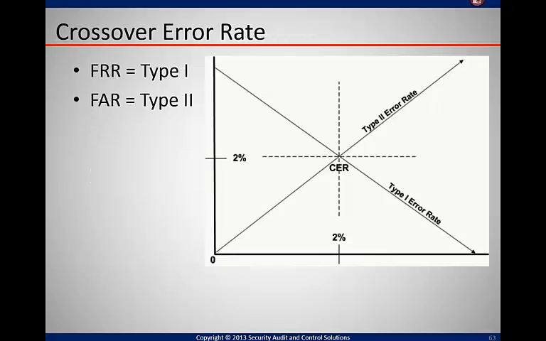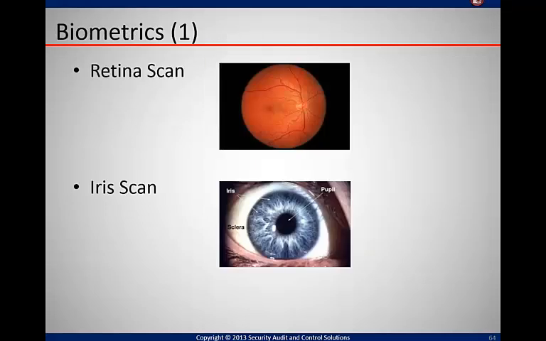So when we look at a false rejection, which is type 1 errors, and false acceptance, which is type 2 errors, as you can see from this example, you have the crossover error rate here at basically 2%. And the lower the crossover error rate, the more accurate the device becomes, and of course, the more expensive it becomes. There are examples of biometrics such as a retina scan.